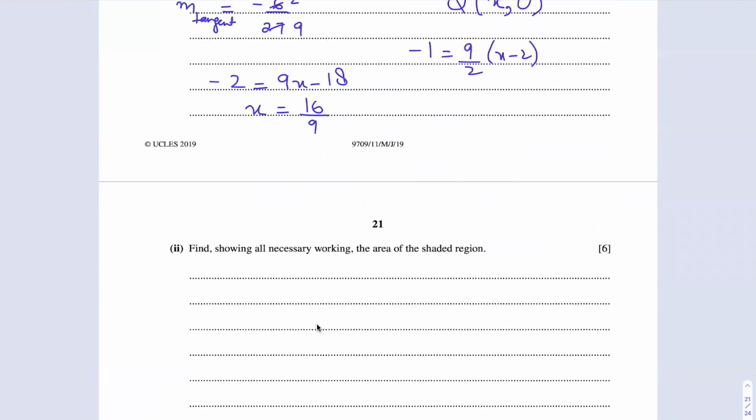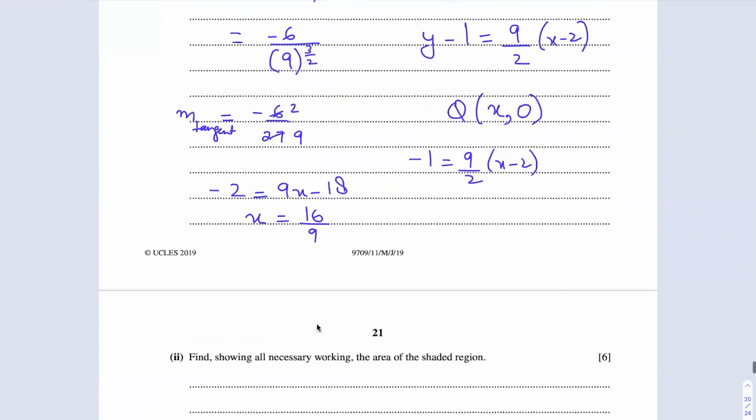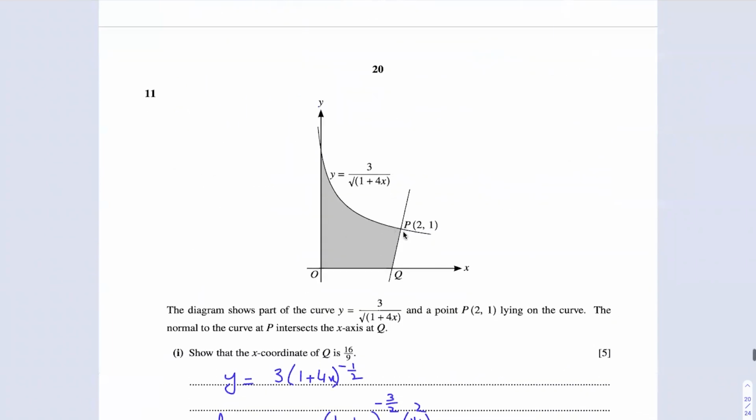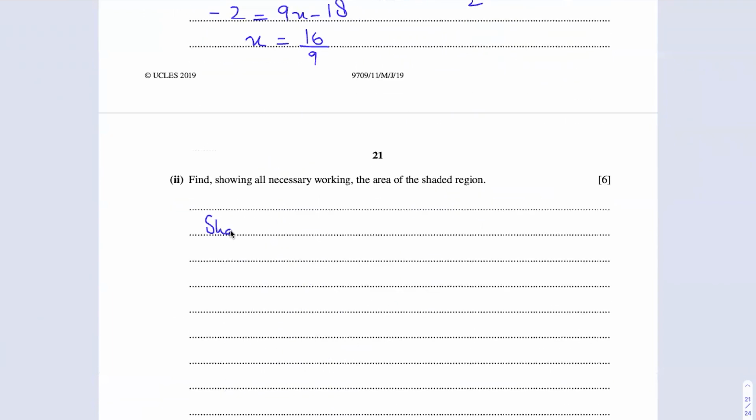In part 2, we have to find the area of the shaded region. Now the area of the shaded region will basically be, if we find the total area under the curve and subtract the area of this particular triangle, we will be able to find the shaded region. So the area of the shaded region will be given by the area under the curve minus the area of the triangle.